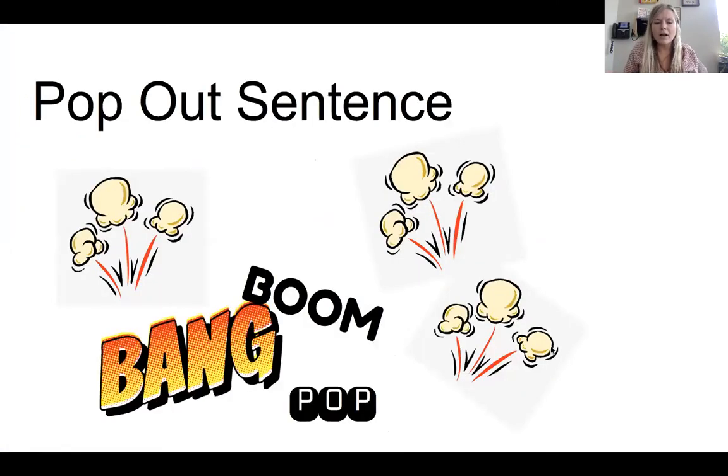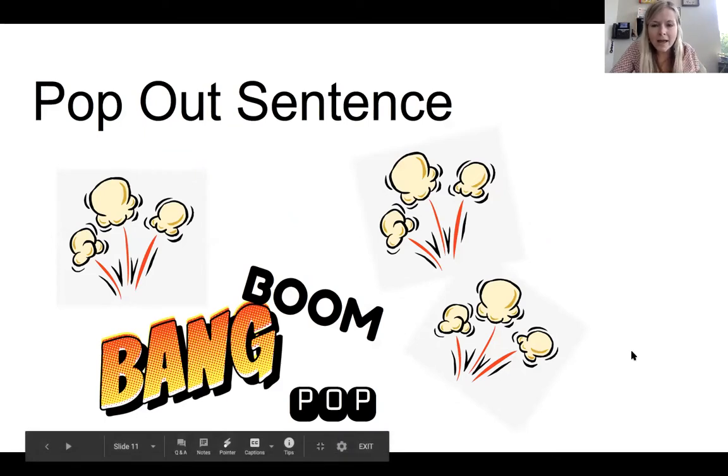Tomorrow, we're going to talk about another way we can find the main idea of a text. So far, we know that we think about the who and the what to find the main idea. And next, we're going to learn about something called a pop-out sentence. I hope you're looking forward to this. That pop-out sentence will be another way that helps you find your main idea.